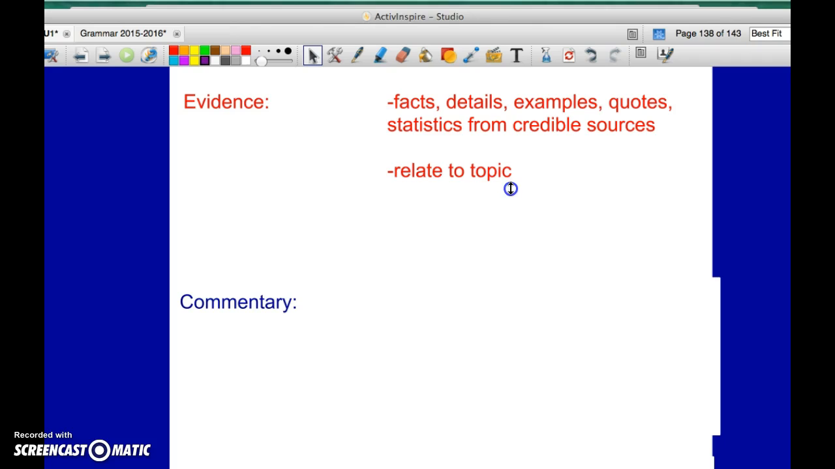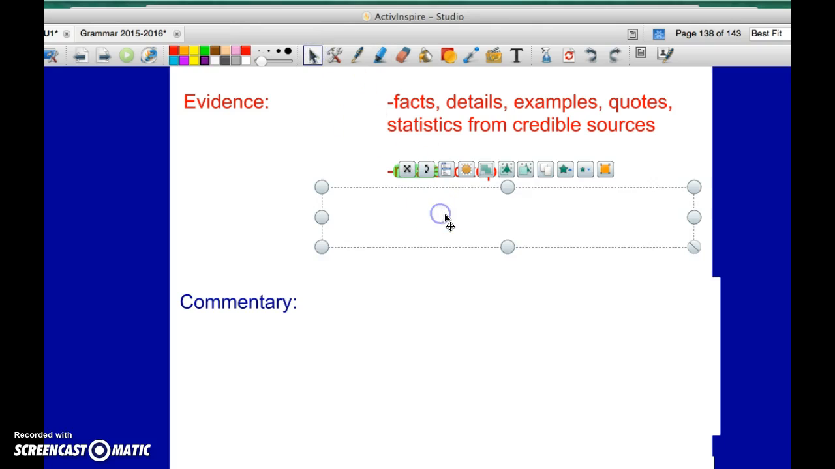Whenever we choose and include evidence in our writing, we always want to make sure that it's this big R word, which is relevant, or it relates to our topic. If it's not relevant, we don't want it. We don't want random facts and details and examples. We just want the information that's important to and connects to our topic.